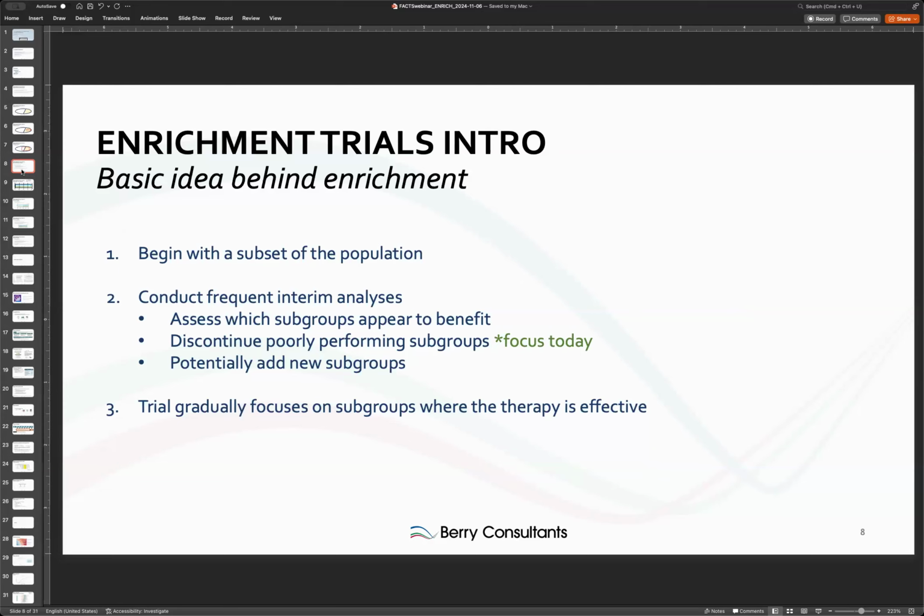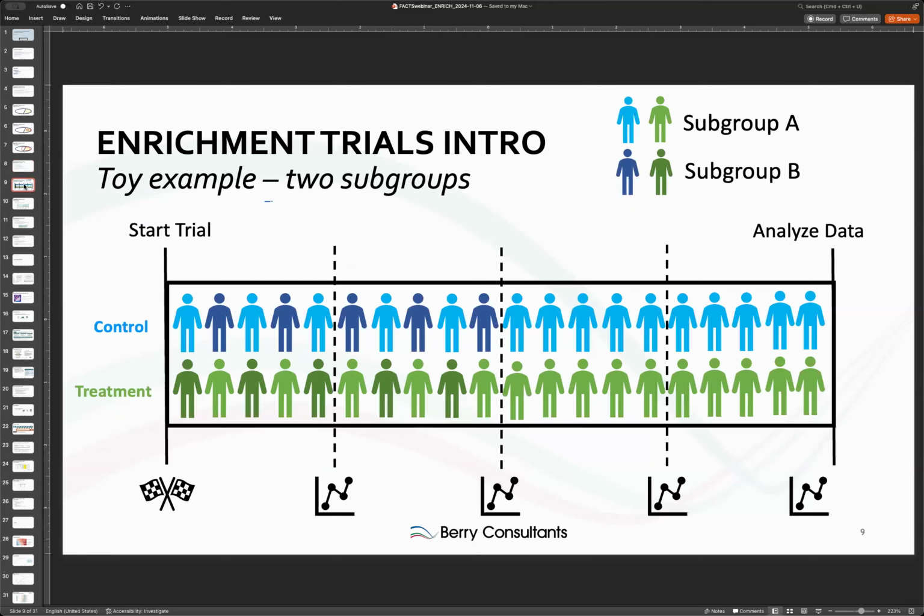And I think when we see enrichment trials, this tends to be the process where you start wider. You think you have an idea of who will benefit, but you're maybe worried about a subgroup that might not, and you discontinue poorly performing subgroups. There are enrichment trials where you add new subgroups, but I'm not going to focus on that today. But what happens then is, as you discontinue poorly performing subgroups in your trial, the trial is going to gradually focus on the subgroups where the therapy is effective, and you're going to be honing in on that patient population where your therapy works and can provide benefit.